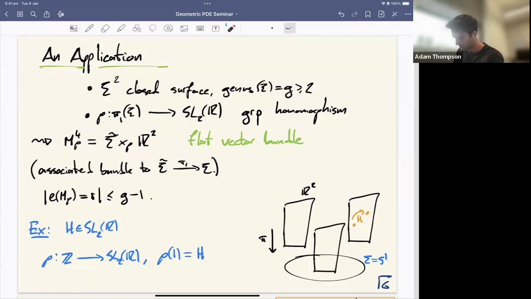bundle. So in this S1 case, if I start at this point over here, and I pick a point on the fiber above it, now I parallel transport around my S1 base. Then I come back possibly to a different point, but this rho tells me exactly that change, how my points change as I parallel transport around a loop in the base.